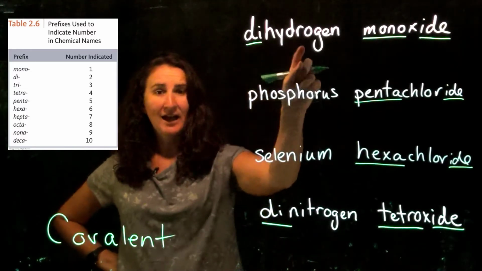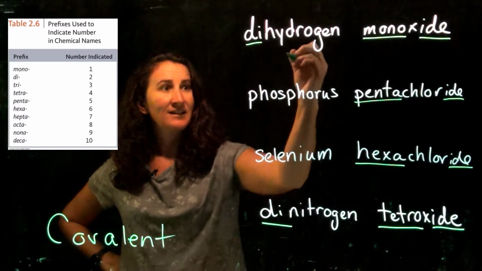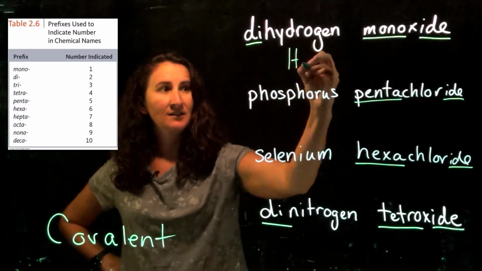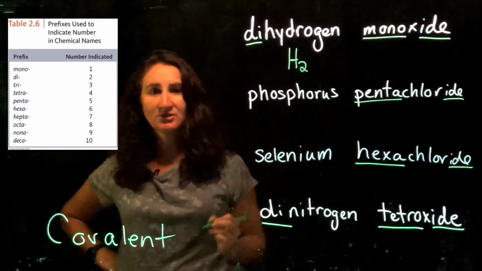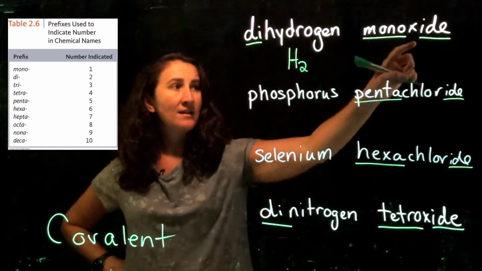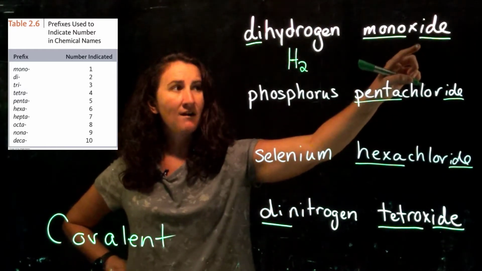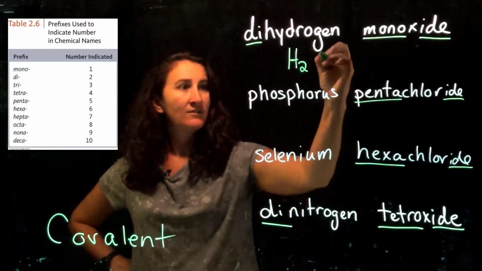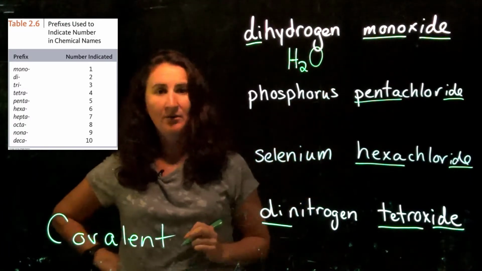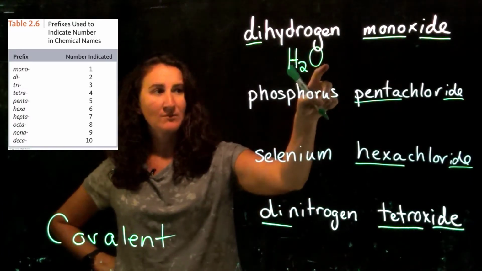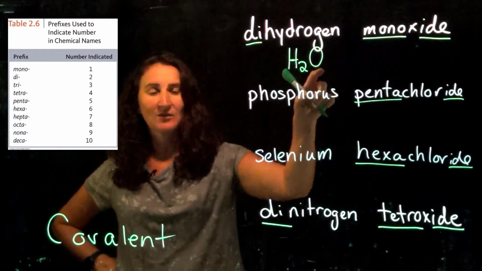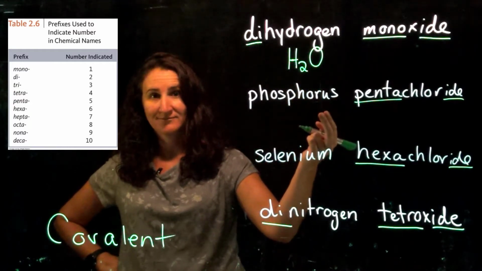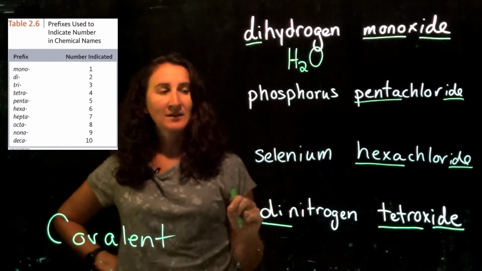So dihydrogen monoxide, what do you think that means? It means hydrogen, and there's two of them. Monoxide: mono, one, oxide, oxygen. So it's going to be H2O. There is one oxygen. And remember, you can put the one, but most people understand that it's a one if you don't put anything there. All right? What about this next one?